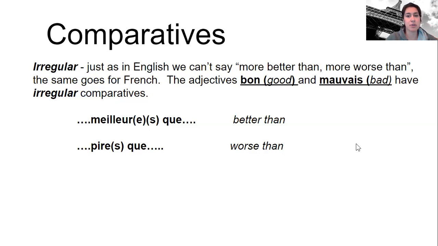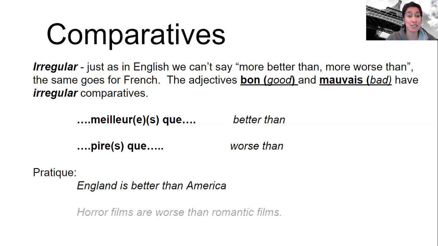So again, if you need to, pause the video, and this part here is what you want to copy down, but you can copy all of it so that you remember the irregularities. Once you're done copying, I want you to again practice with just these two sentences. So translate into French for me. England is better than America. Horror films are worse than romantic films. And I put films there, movies, films.